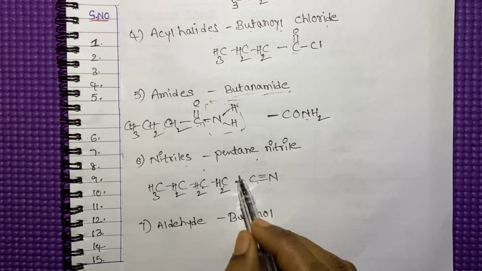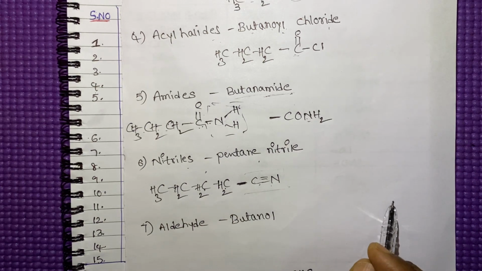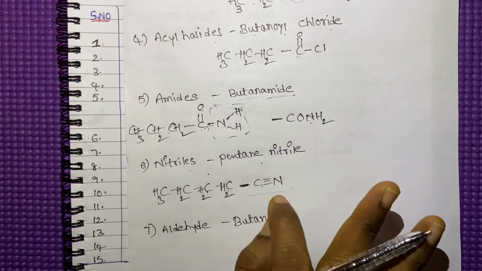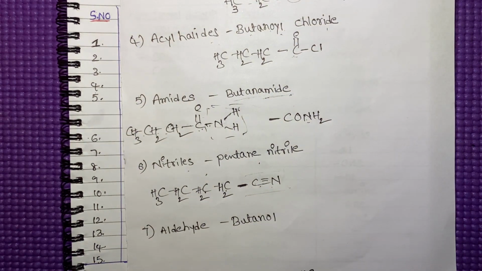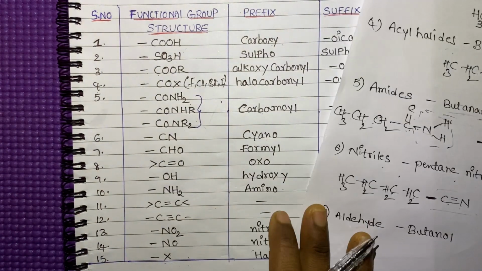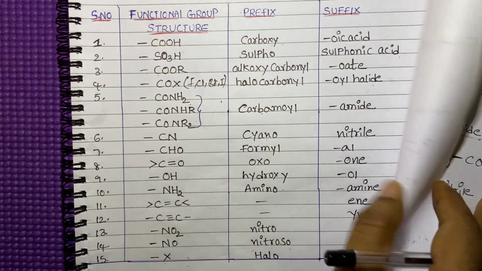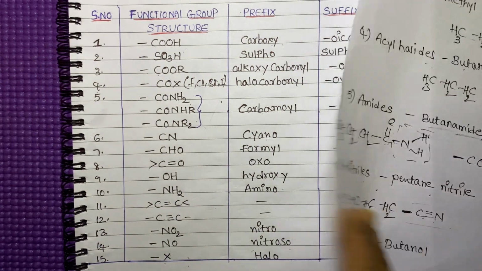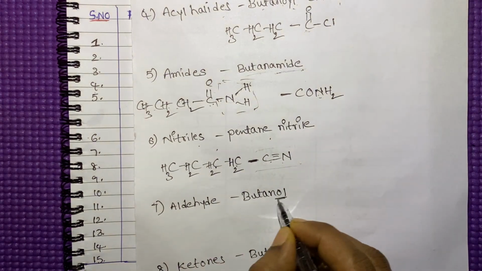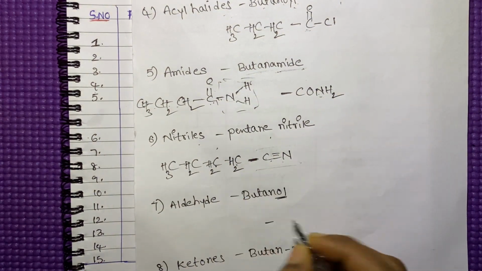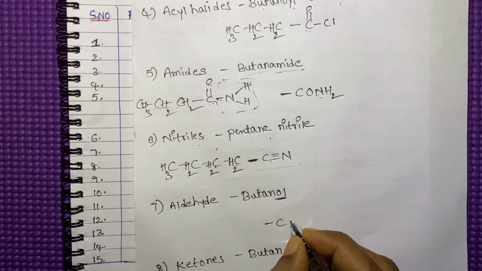This is the structure of the functional group. Simple. If you know the valencies of the atoms, then you can write it easily. Aldehyde group means, see here, CHO group, and the suffix is al. Now we can write easily. Butanal, where we are adding the aldehyde group. The structure is C double bond O H.